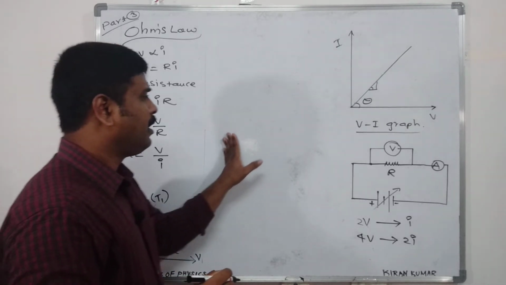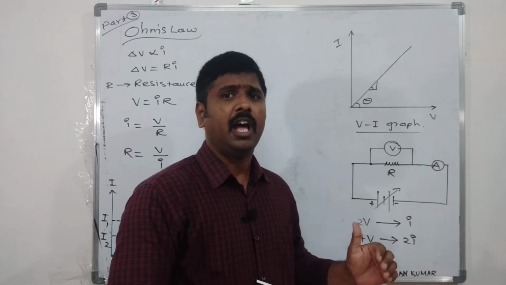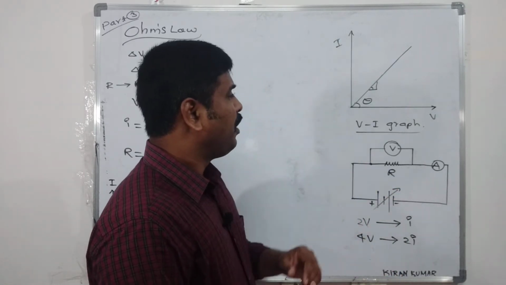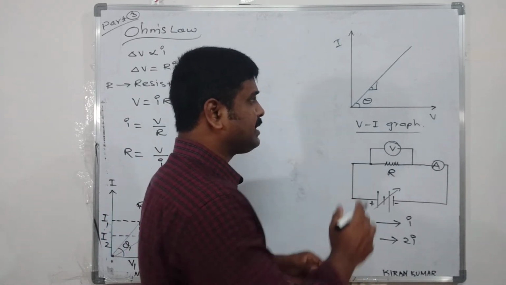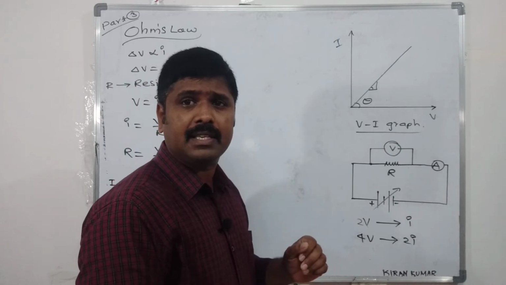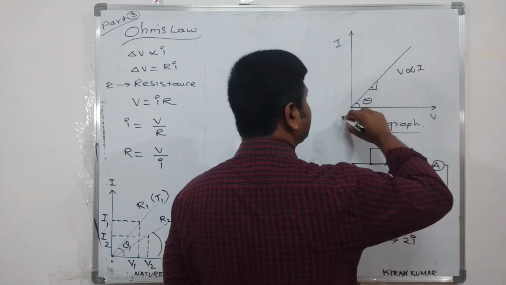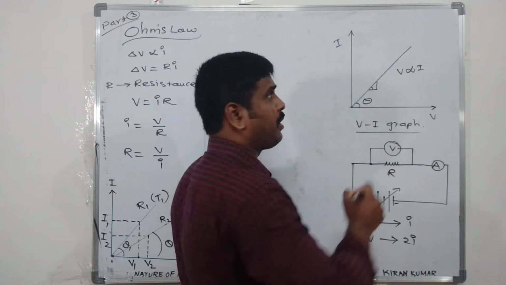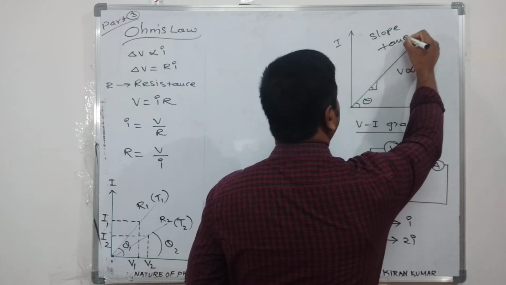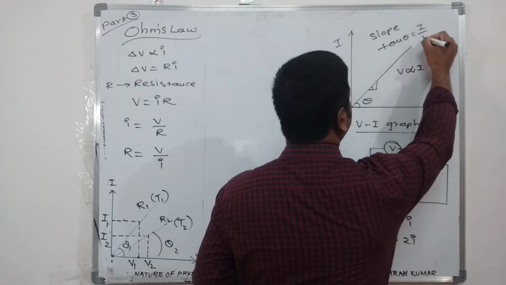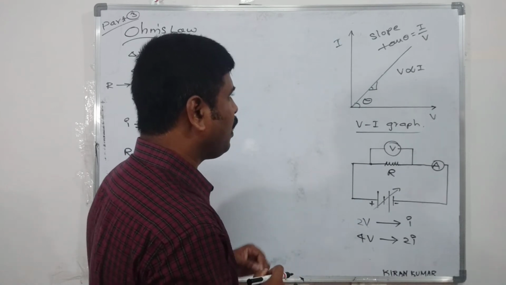Now here we are doing the experiment with different resistances, and before going to this, here we can identify one graph, that is the VI graph. On the x-axis is voltage and on the y-axis is current. Voltage is directly proportional to the current, that's why it is a straight line passing through the origin. The slope of the graph, tan theta, is equal to I divided by V. Opposite is current and adjacent side is voltage.